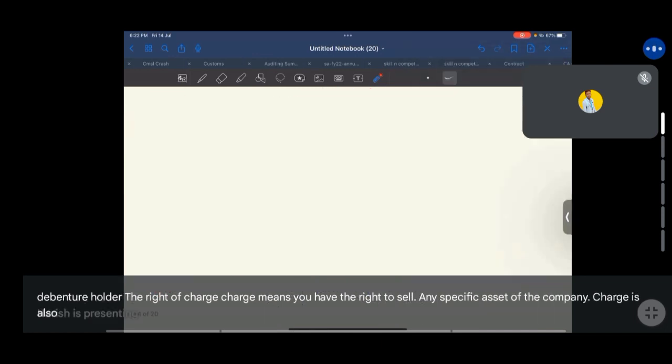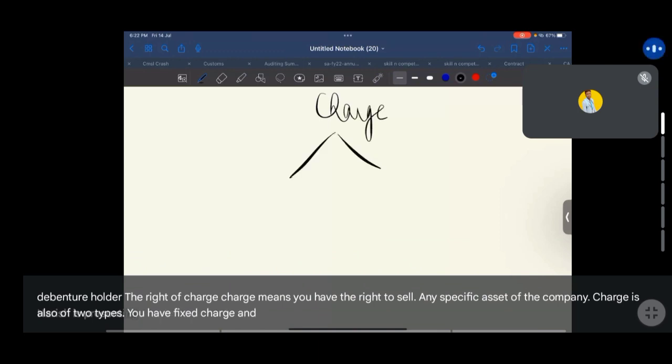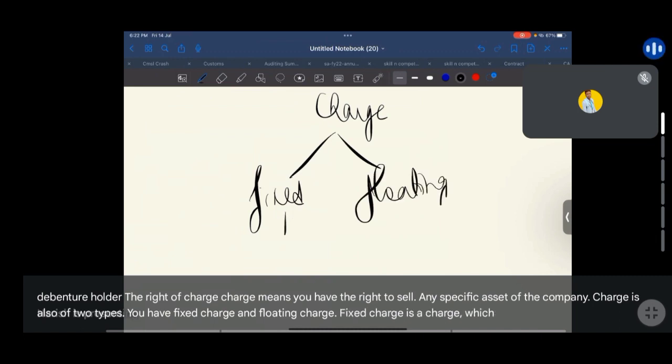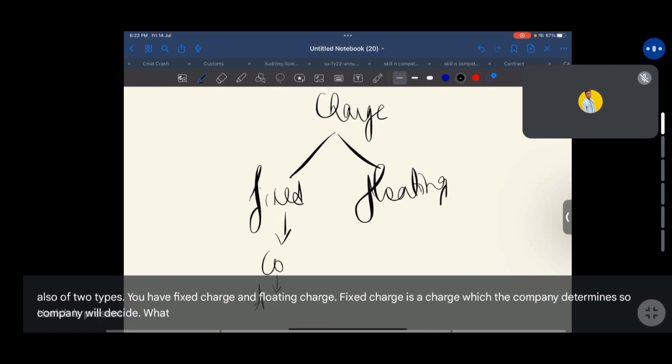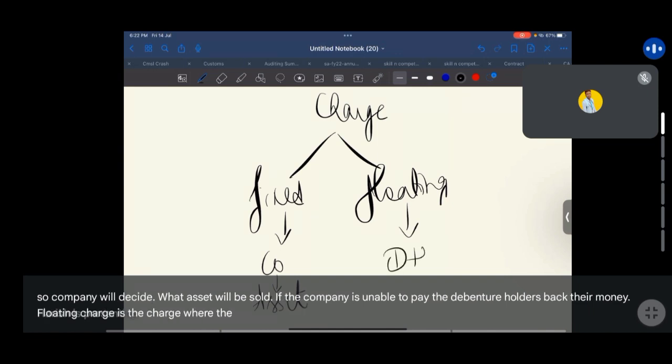Charge is also of two types. You have fixed charge and floating charge. Fixed charge is a charge which the company determines. So the company will decide what asset will be sold if the company is unable to pay the debenture holders back their money. Floating charge is the charge where the debenture holder will decide which asset to sell of the company.